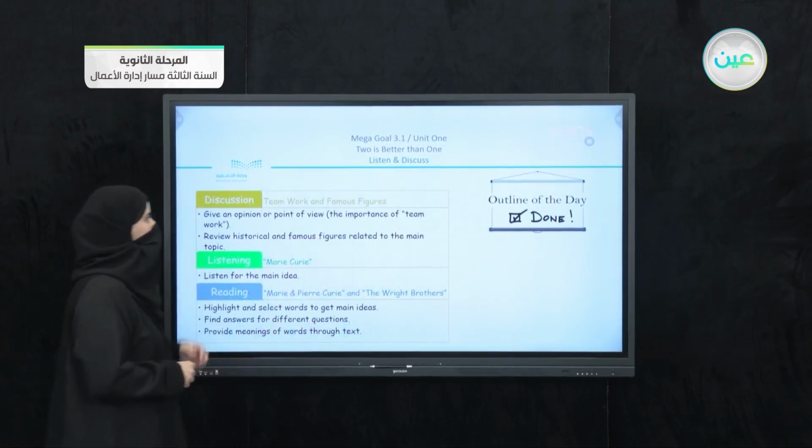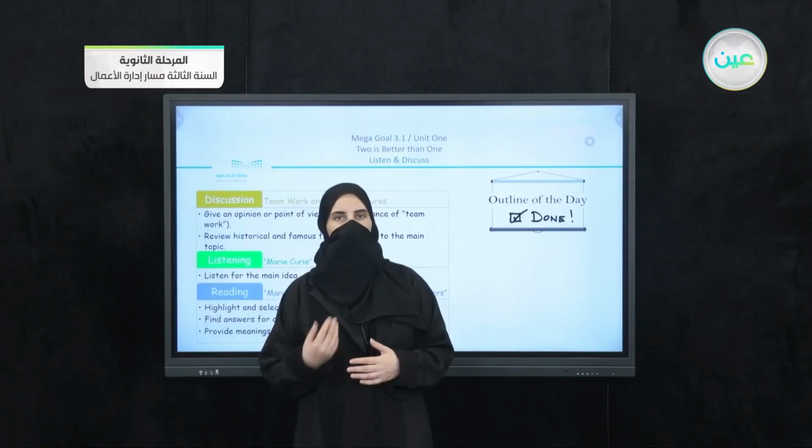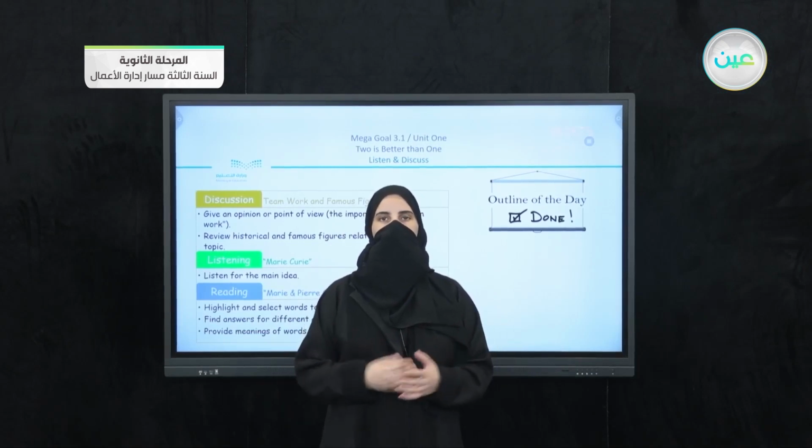At the very end, our outline. The discussion was about teamwork and famous figures. Give an opinion or point of view, the importance of teamwork. Review historical and famous figures related to the main topic. We did some listening about Marie Curie. And we had the reading part, which was about Marie Curie and the Wright brothers. So we highlighted, we found answers and provided meanings of words through text. So this is our lesson for the day. We have our homework, which is to prepare the comprehension questions, and we are also going to discuss different teams, inshallah, in the next lesson. So be ready.